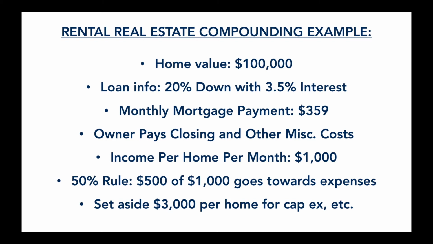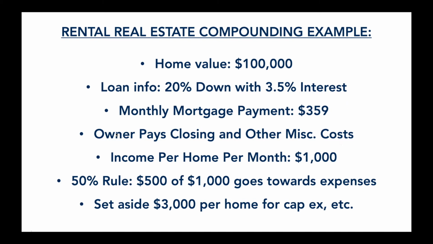So for this example, we're going to assume that every home you might want to buy has a value of $100,000. Any loan that you would get, as in any mortgage, requires a 20% down. Because the home value is $100,000, 20% down is equal to $20,000. Every mortgage additionally has a 3.5% interest rate. You can use an online calculator or check out my video on how to calculate your monthly mortgage payment, and you will determine that with those values, you'll have a monthly mortgage payment of $359.